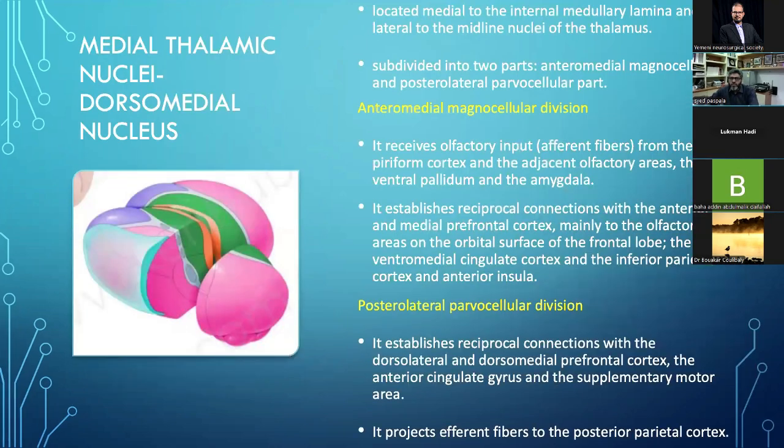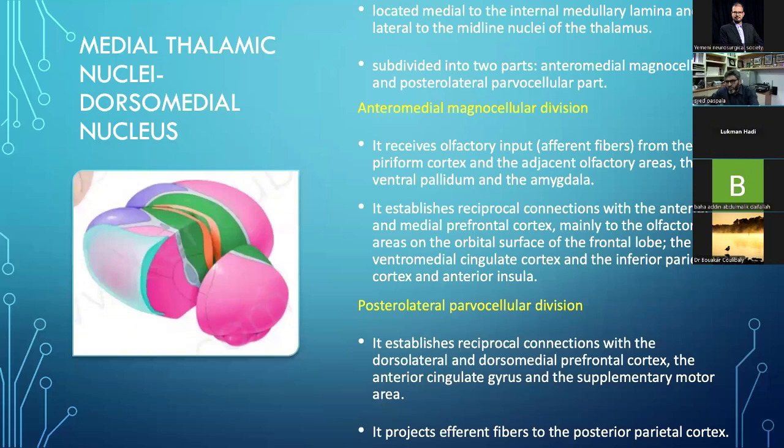And then the medial thalamic nuclei. As I told you, this is the green structure that we are seeing here. This medial thalamic nucleus is also known as the dorsomedial nucleus. It is just medial to the internal medullary lamina, and it is lateral to the paraventricular nuclear group of the thalamus. And it has an anteromedial magnocellular part and a posterolateral parvocellular part.